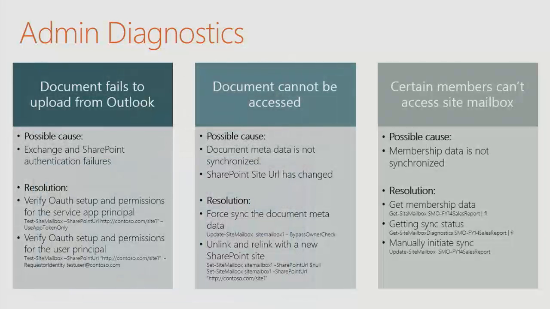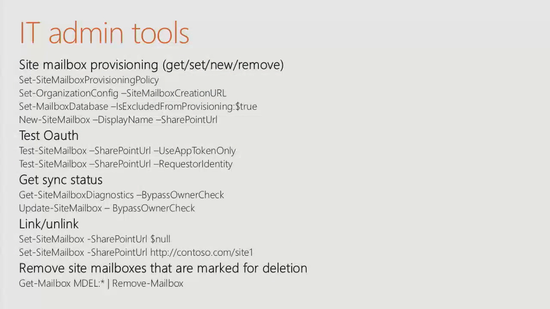And I quickly want to summarize. So again, these are the three different buckets. We said it could be auth failures. It could be possibly that the metadata is not synchronized. You could force synchronize. And if the membership is not synchronized, you could force a membership sync as well. All these tools are available to you through commandlets. You can debug. As a tenant admin, you can do a lot of stuff with site mailboxes.